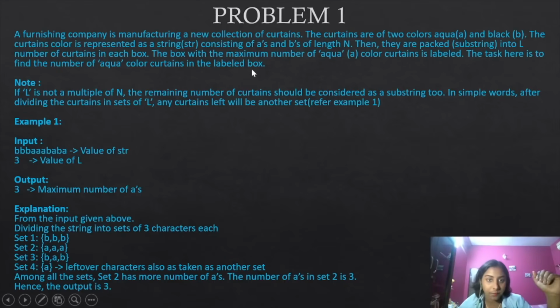What is the question saying? There is a furnishing company which manufactures curtains of two different colors, which is aqua and black. We have our input as str, which is a string which consists of A's and B's of length n. Out of this string, we have divided this string into substrings of length what? L, which is the number of curtains in each box. So that is the length of each substring, so the length of each box.